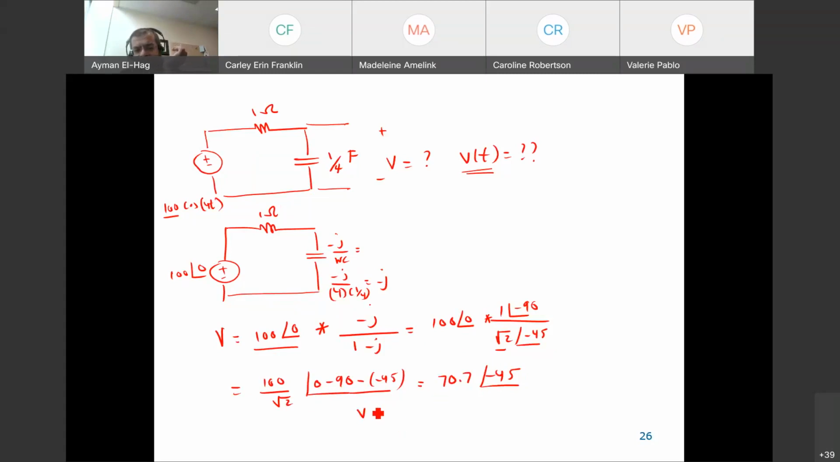So your v of t will equal 70.7 cosine omega t. Omega we get from here, it is 4t, and the phase shift is minus 45. So this is how we'll deal with the question. Next week, we will start to build the momentum. We'll start to have harder and harder questions until we reach the exam level. Okay, guys? Okay, I'll stop the recording now.